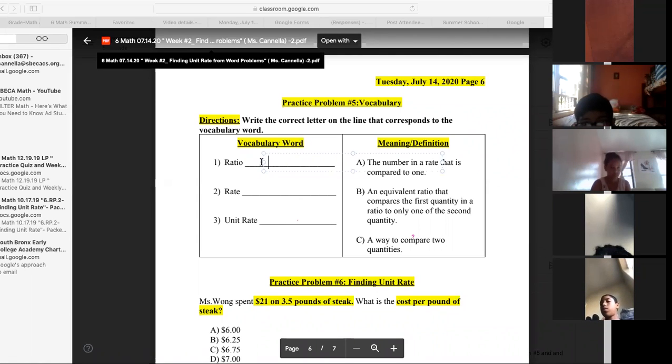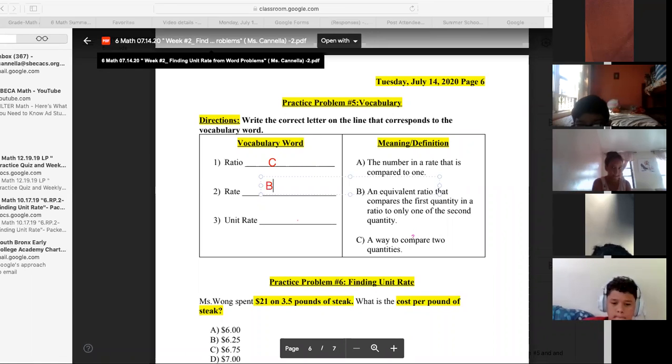A ratio is a way to compare two quantities. Good, letter C. Isaiah, what is a rate? Unmute yourself. Which answer is a rate? Is it B or A, according to page 1? What is a rate?